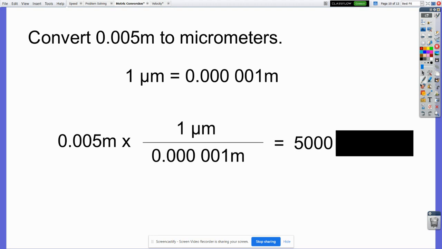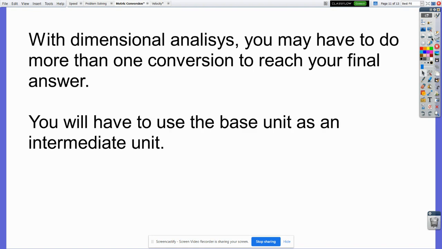Now, as far as the units are concerned, because the meters are in the numerator and the denominator, they will cancel out. The only unit we're left with is micrometers, and that ends up being the unit for our answer. That's dimensional analysis. When you're doing dimensional analysis, you may have to do more than one conversion to reach your final answer.